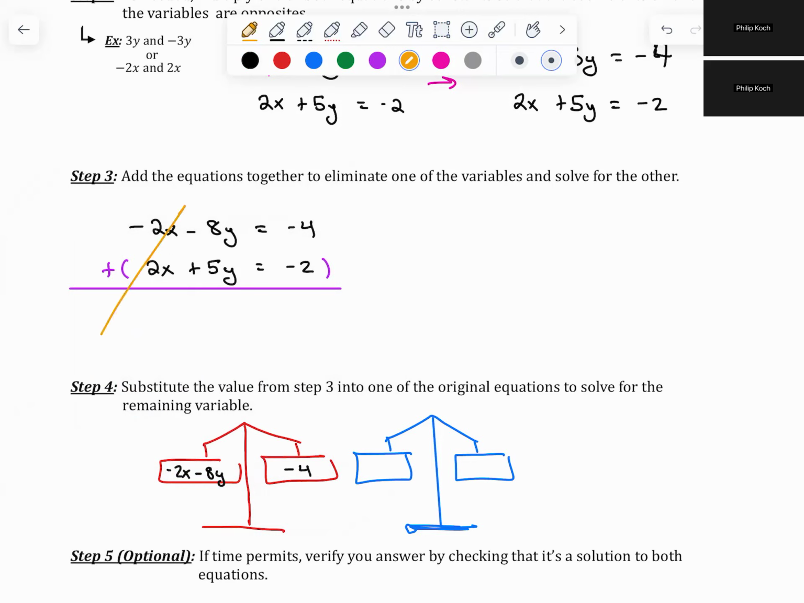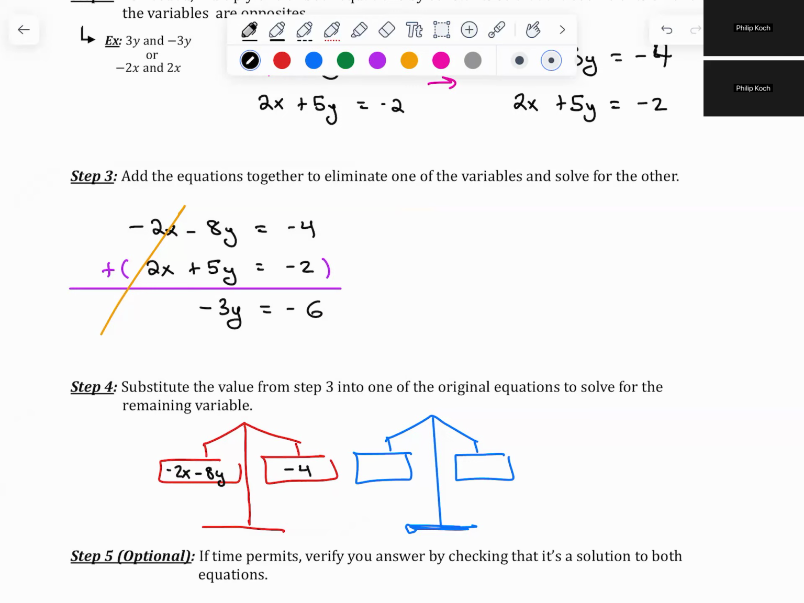So the -2x's will cancel. And then we've got -3y because it's going to be -8y plus 5y. That's -3y. And then -4 plus -2, that's -6. And so we have eliminated x. That's why it's usually called the elimination method. I have eliminated x from the equation.